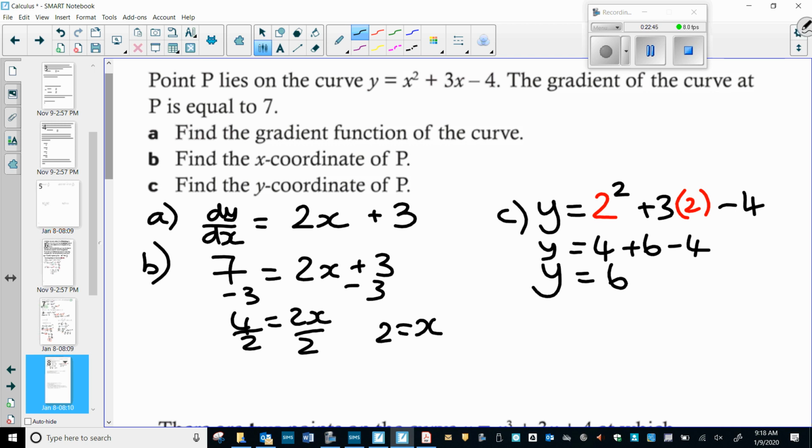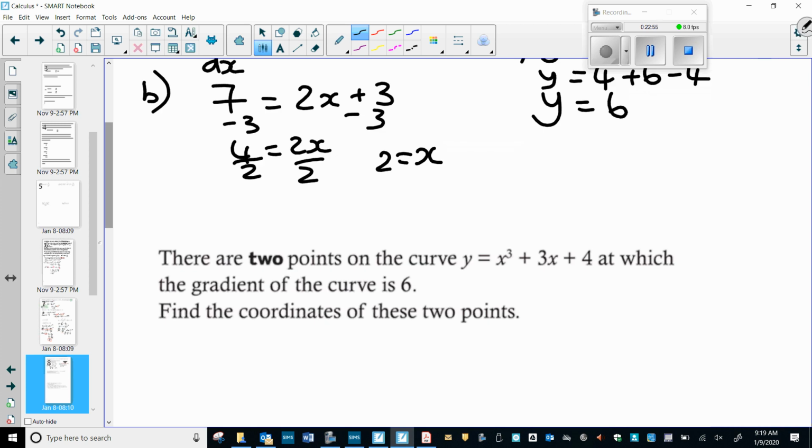Does it matter which one you do? Like, can you do 4 plus 6 minus 4 or 4 minus 6? Yeah. Good. Okay. Should we just carry on with this then?